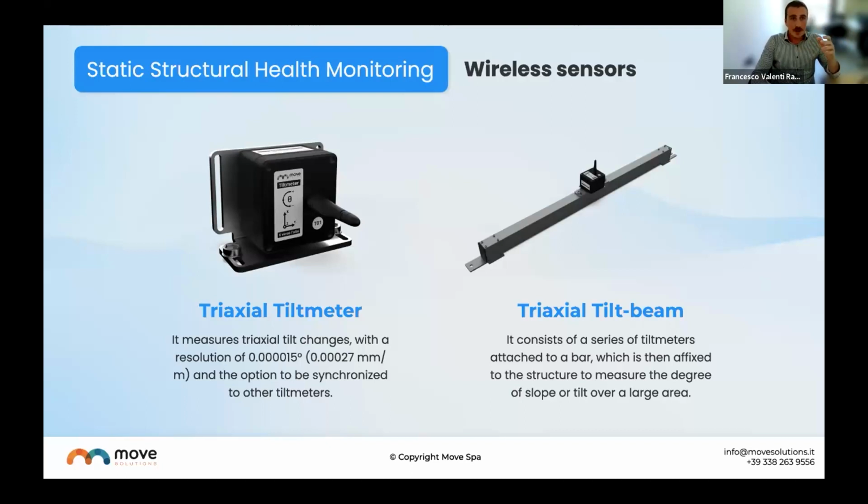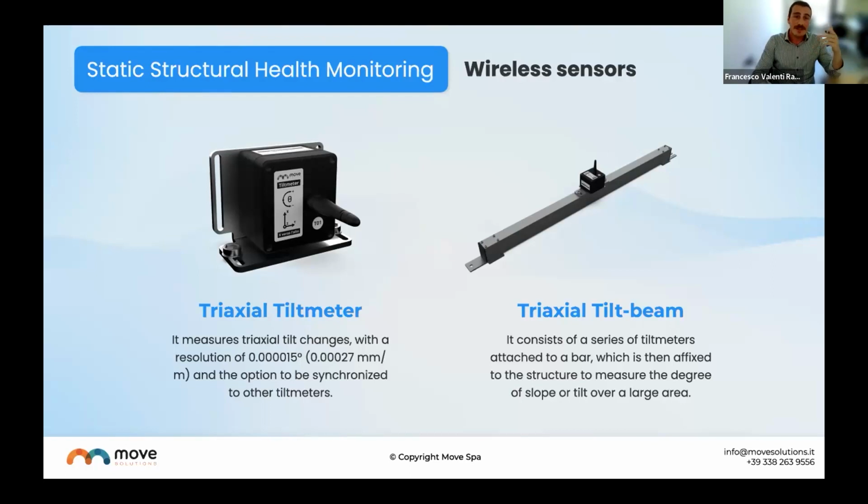Of course, all our tilt meters, like all the other sensors, are battery powered. They work through LoRaWAN wireless transmission and they can be perfectly synchronized with each other, making them perfect also for static load tests. In the end, the various acquisition methods and acquisition schedule timing can be set remotely through our web platform, of course, by the end user.